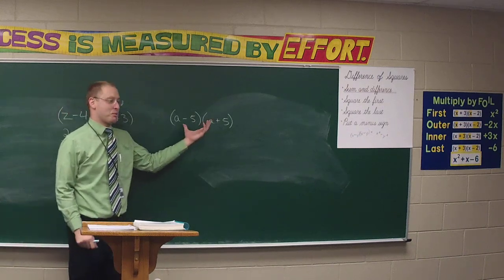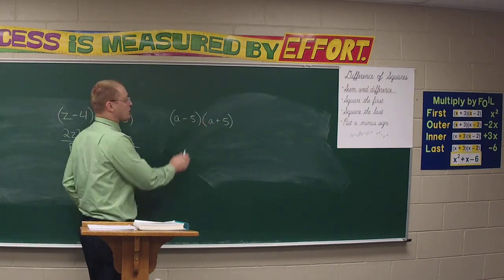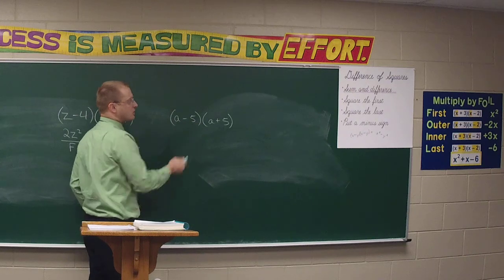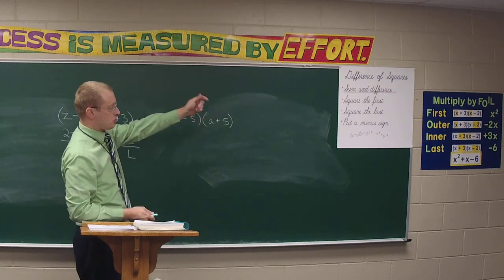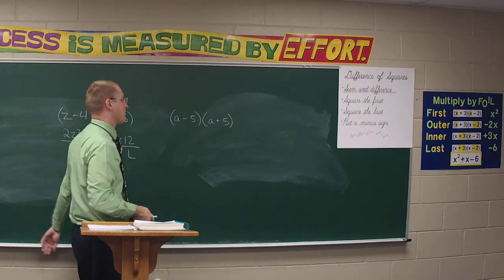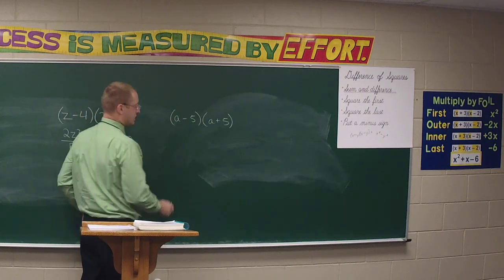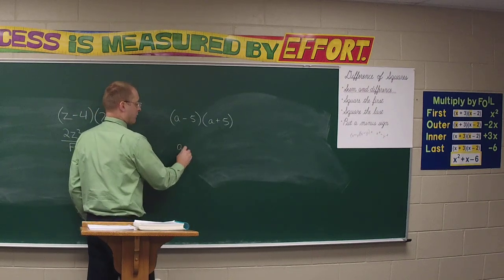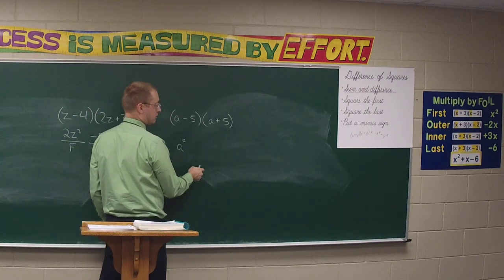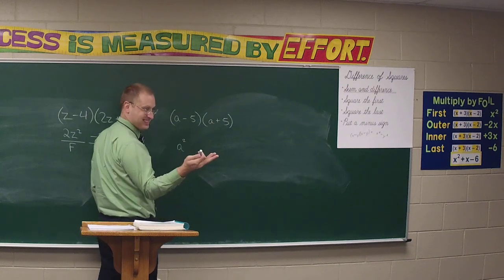Conjugates. Good. These are what we call conjugates of each other. When you multiply conjugates, or you multiply a sum and difference, we said there were 3 steps. Square the first, square the last, put a minus sign between them. So if we were to square the first term, Genesis, we would get... if we were to square the last term, we would get 25.